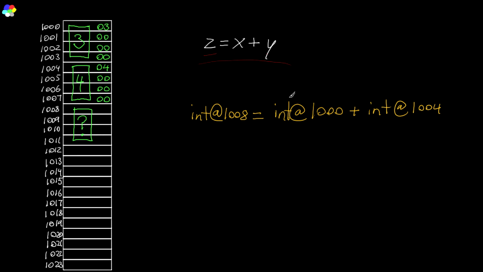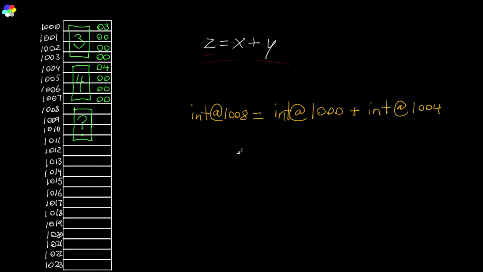CPUs only deal in numbers. So from the CPU's point of view, it's like, well, the integer at address 1008 is equal to the integer at address 1000 plus the integer at the address 1004. And in fact, the way that the CPU is looking at it is even a little different than this. It doesn't look at it in terms of this whole operation. It looks at it in terms of the steps.